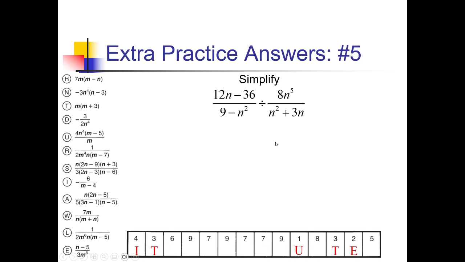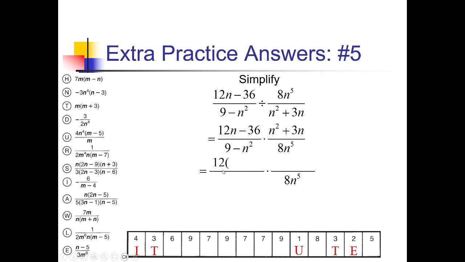To start this one off, we're going to multiply by the reciprocal of that second fraction. So we'll do all this stuff in the first fraction times n squared plus 3n over 8n to the 5th. And now let's do some factoring. For the upper left, I can take out a common factor of 12. That leaves me with n minus 3. Down below here, I can take out a negative 1 so that I can write positive n squared minus 9. That's just going to be a little bit easier to factor. And then over here, I can take an n out of that upper right. So that leaves me with an n plus 3.